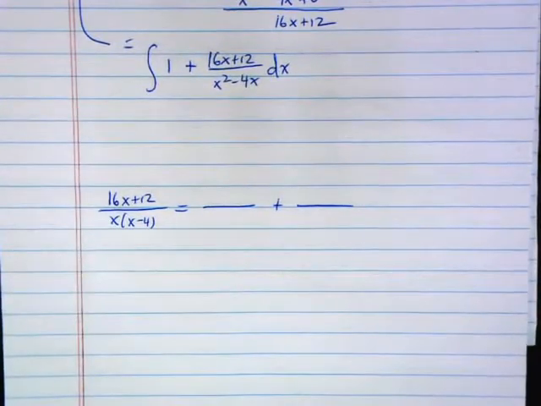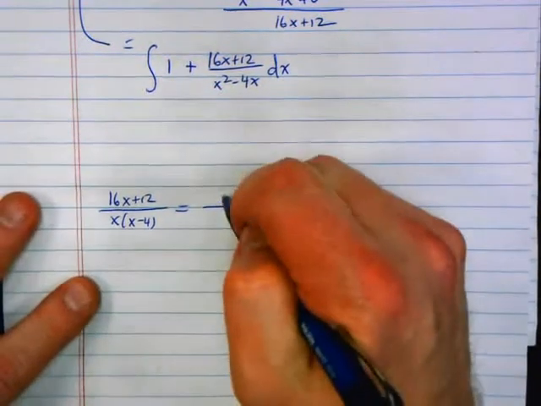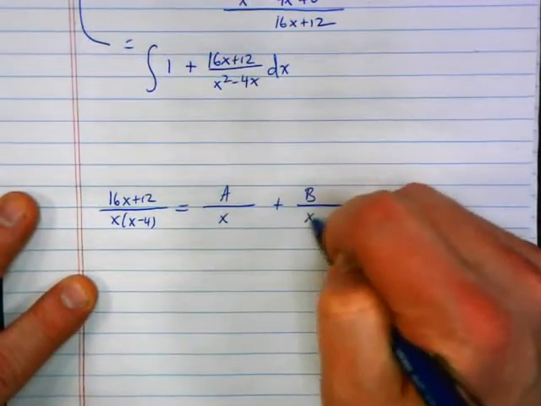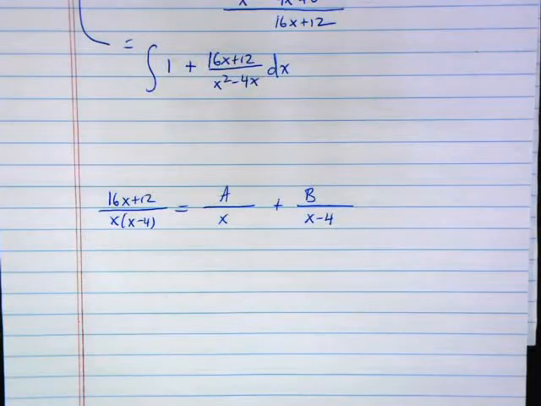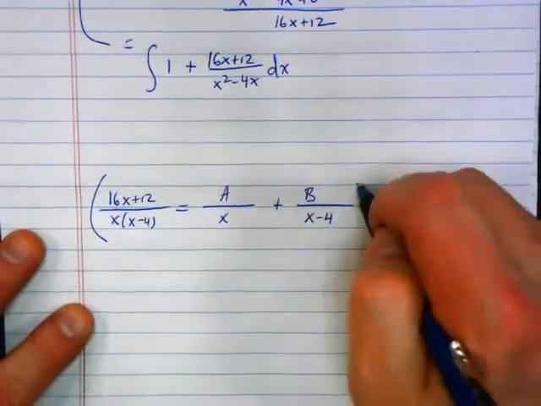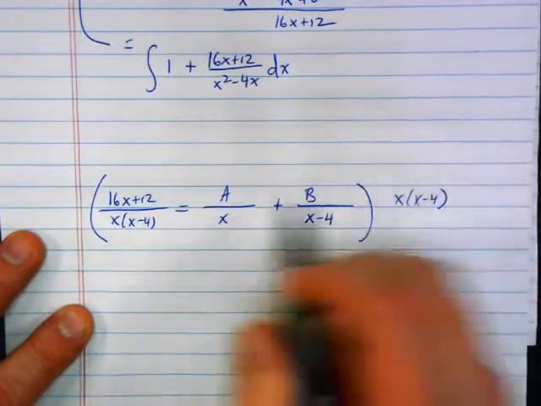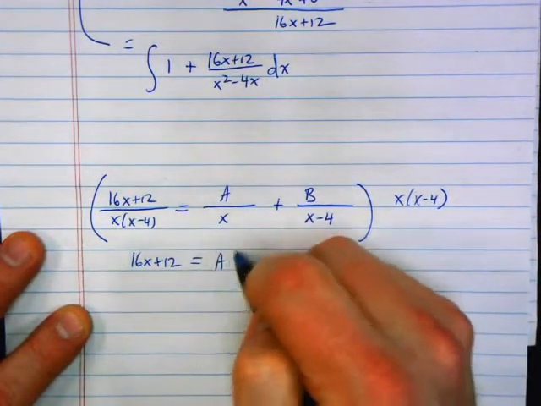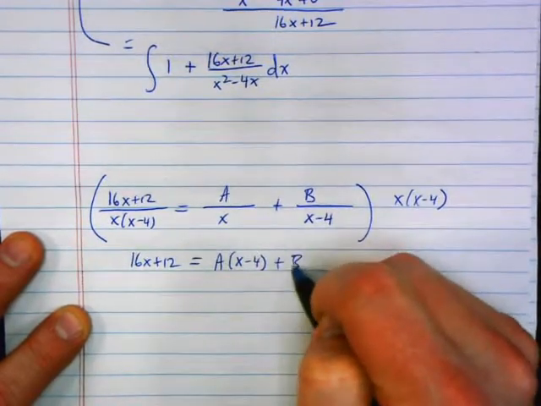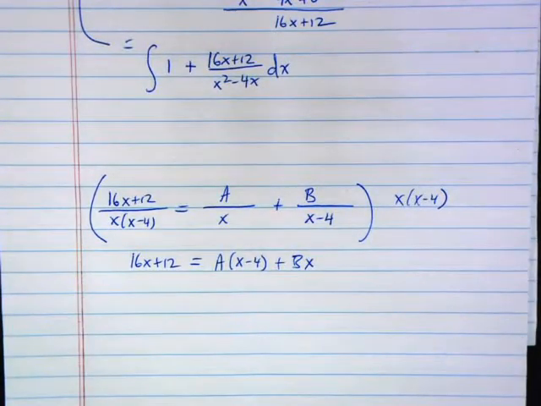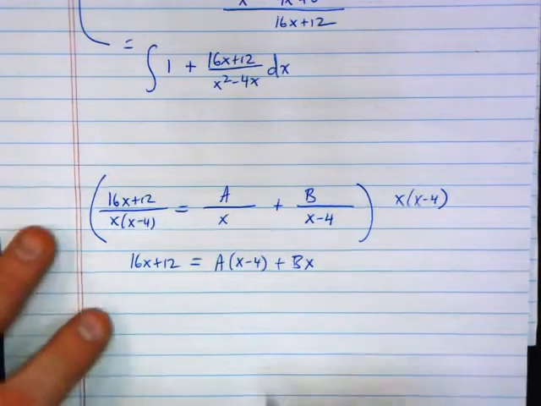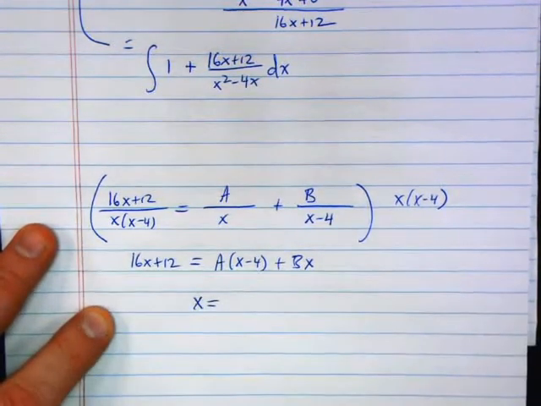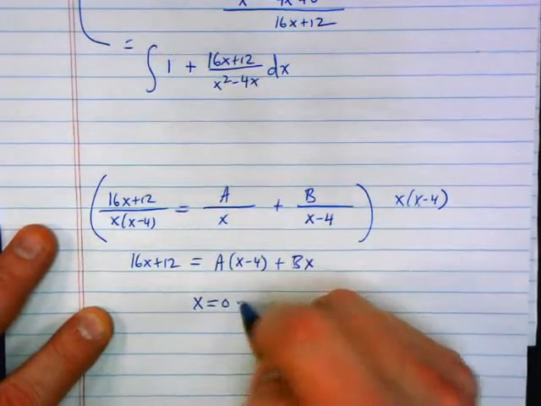So what are my two fractions going to look like? A over x plus b over x minus 4. Those are the two pieces that I have. Clear the fractions. 16x plus 12 equals a times x minus 4 plus bx. Same exact trick. I plug my favorite numbers in. What are my favorite numbers this time? 0 and 4.